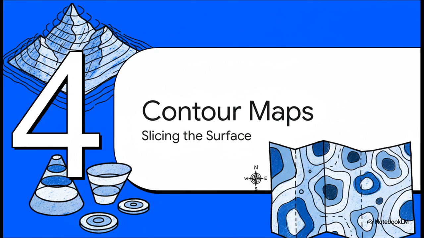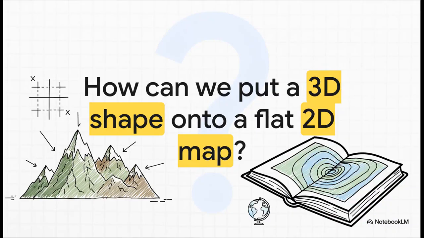Now, drawing a 3D surface is awesome, but let's be honest, it's not always easy or practical. So, mathematicians and mapmakers came up with this totally ingenious way to get all that 3D info onto a flat piece of paper. And it all begins with slicing. So that's the puzzle, right? We have this beautiful 3D mountain. How on earth do we press it flat, like a flower in a book, without losing all that critical information about its shape, its slopes, and its peaks?